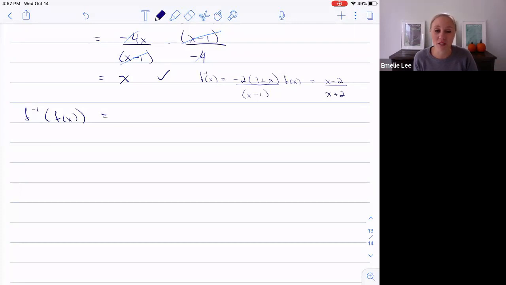Being able to find the inverse of a function and confirming that it is, and making sure that you can find the inverse. It ended 7 minutes ago? Why didn't anyone stop me?